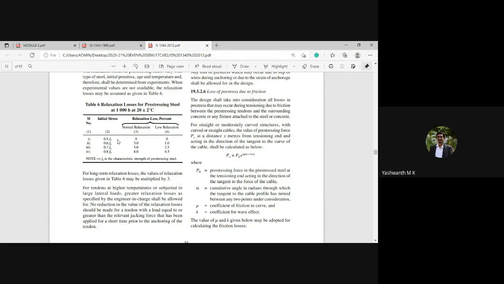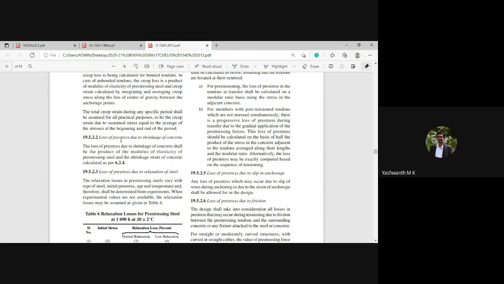Is it clear? Next, we'll move on to the loss of pre-stress due to slip in anchorage. That is any loss of pre-stress which may occur due to slip of wires during anchoring. As I stated, whatever anchorage device is used to anchor or tension the wires, those anchoring devices will slip. That is anchorage slip, and that we are going to calculate.